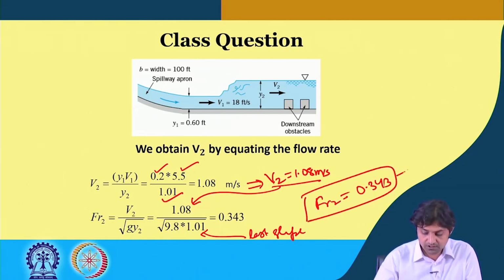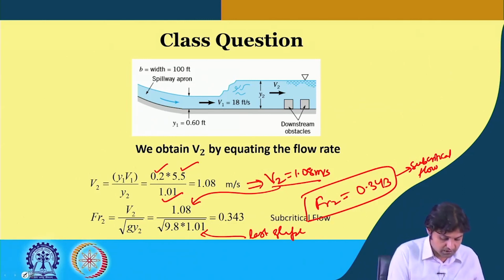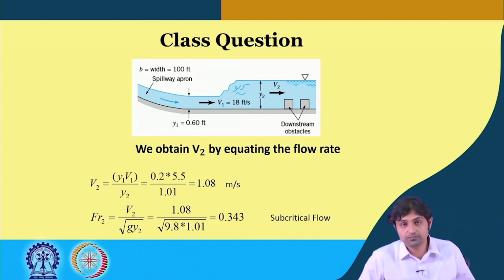So, this means subcritical flow. When the system undergoes a hydraulic jump, the supercritical flow turns into a subcritical flow. So, the Froude number is more than 1, and after undergoing the hydraulic jump, the Froude number becomes less than 1. So, the flow becomes subcritical, as it is written here.